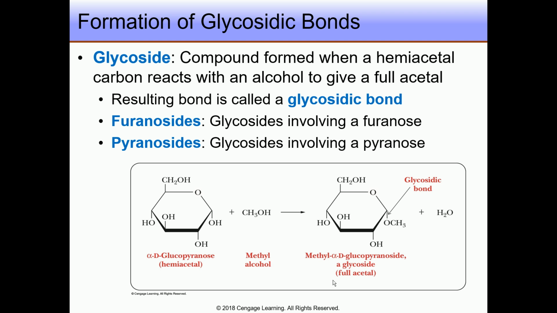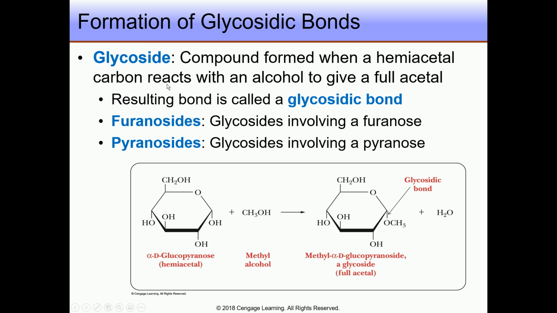So usually the sugars form the cyclic forms when they are added to water basically. Now what is a glycoside? It's a compound formed when a hemiacetal carbon reacts with an alcohol to give a full acetal.